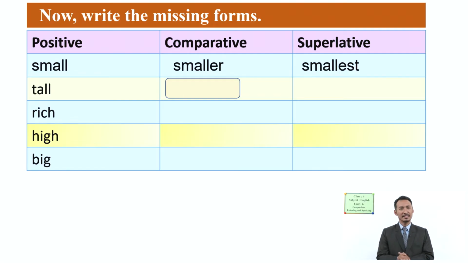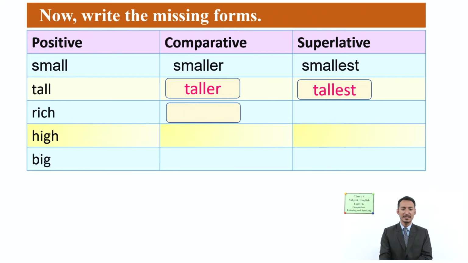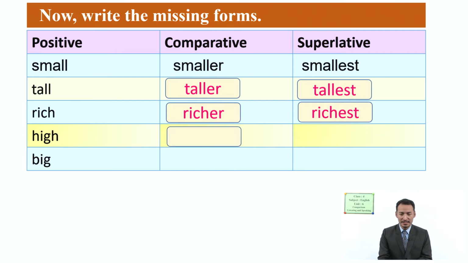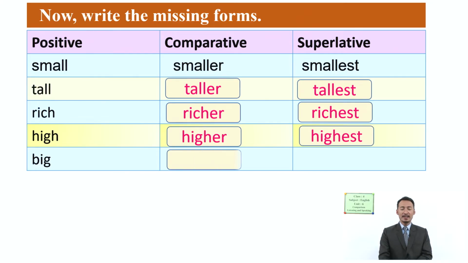Okay, so likewise, can you complete them in the similar form? Yes, it's easy. Okay, students, so try. Yes, you tell me, I'll write it here. Yes, you're right, it's taller. And here we have tallest, you're right. What about rich? Rich has comparative, like richer, you're right. And superlative richest, and high, higher, and highest, big, bigger, biggest.